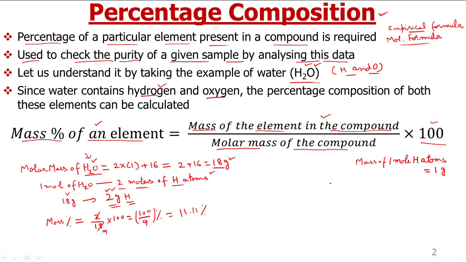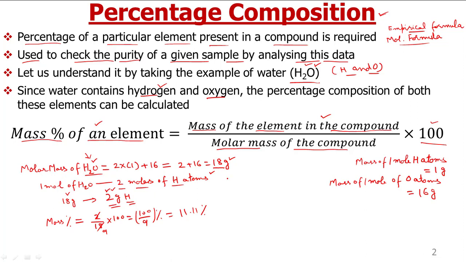Similarly, we can calculate the mass percentage of oxygen. So first we write the mass of 1 mole of oxygen atoms, or we can simply say the molar mass of the oxygen atom. It is 16 gram. Now let us see the equivalence relation.